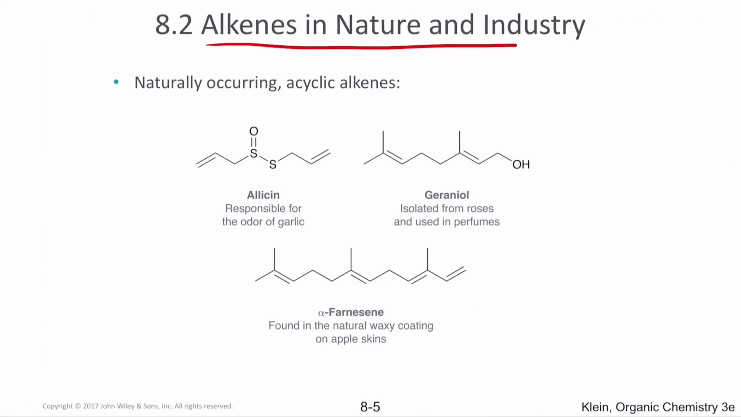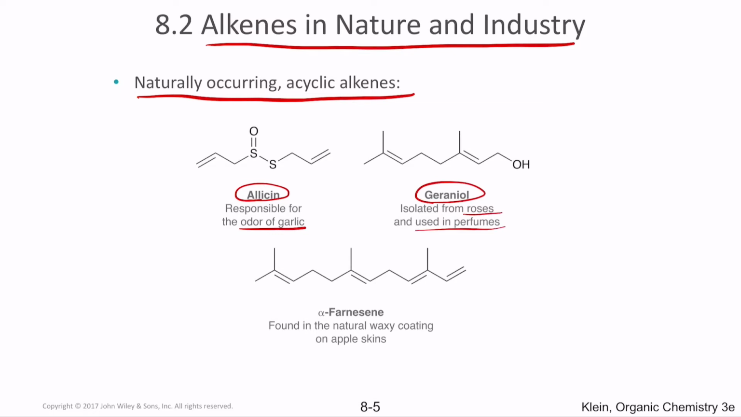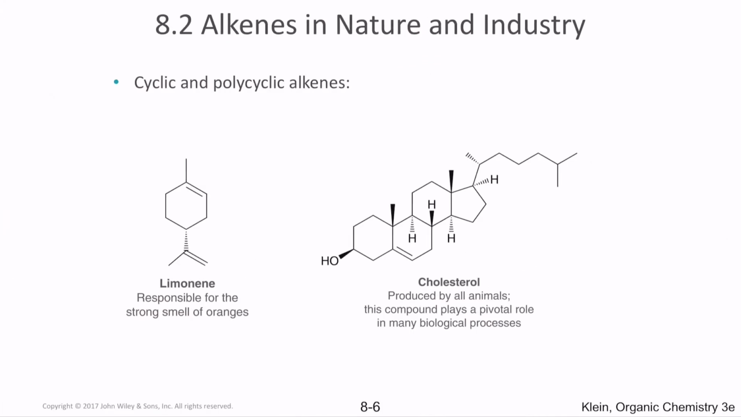So, alkenes in nature and industry. Naturally occurring, in general, you will find acyclic alkenes. For example, allicin is an acyclic alkene that is responsible for the odor of garlic. You have geraniol, which is the main component used in perfumes, isolated from roses. And alpha-farnesene, which is the natural waxy coating on apple skins. These are some examples of acyclic alkenes.